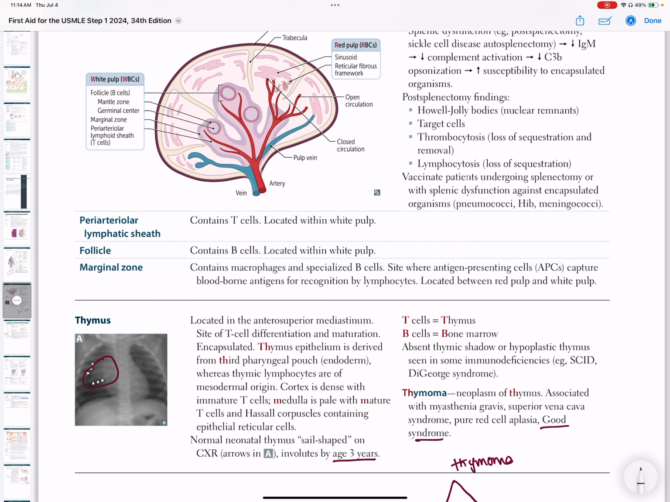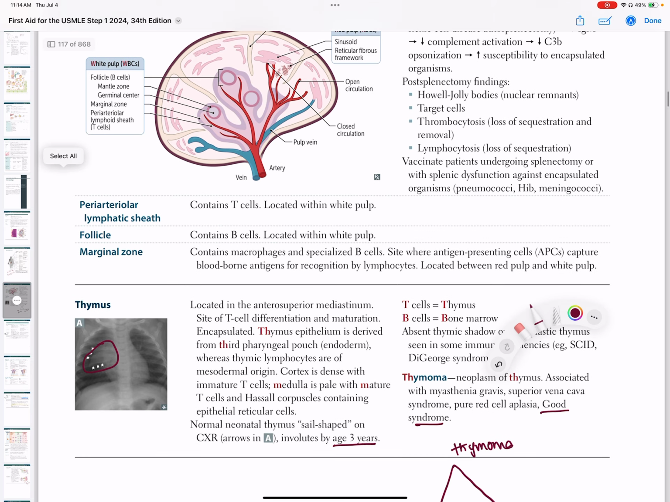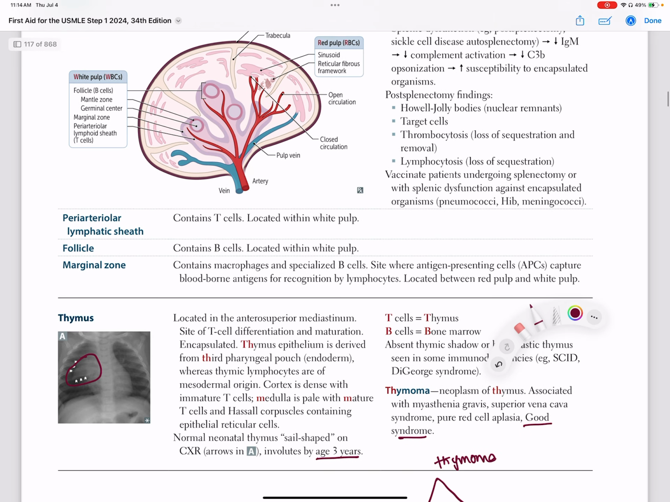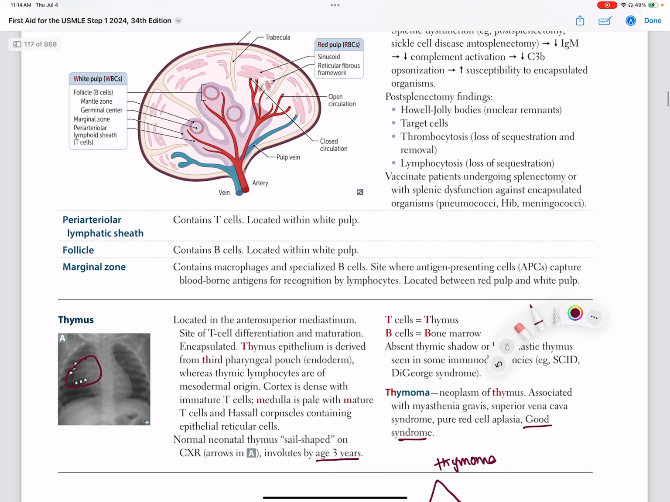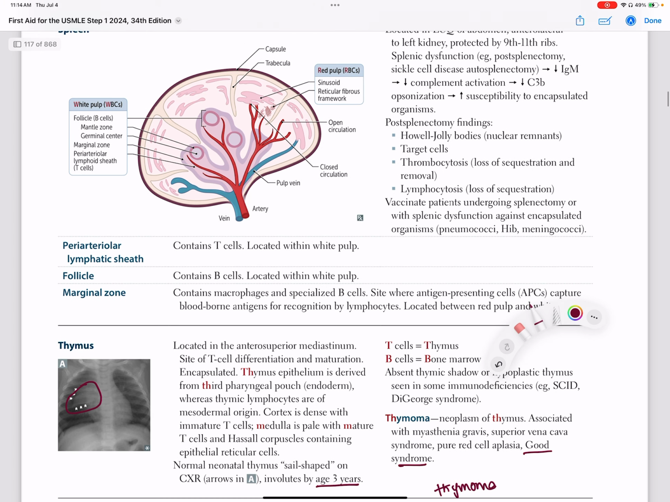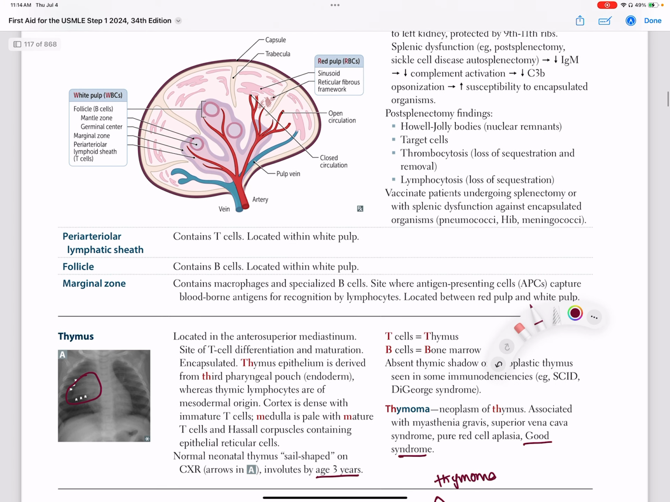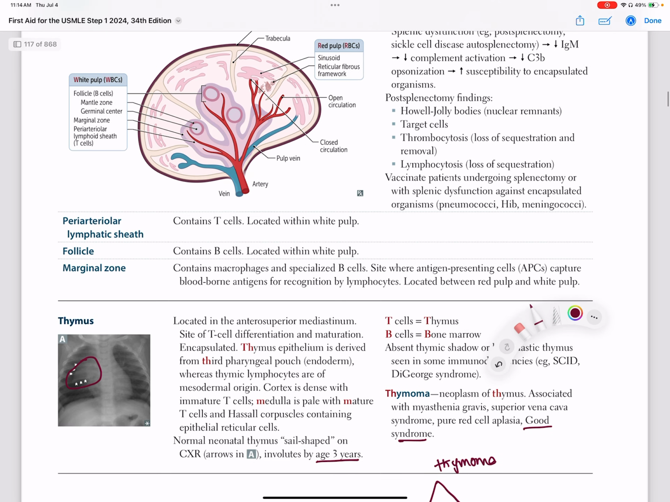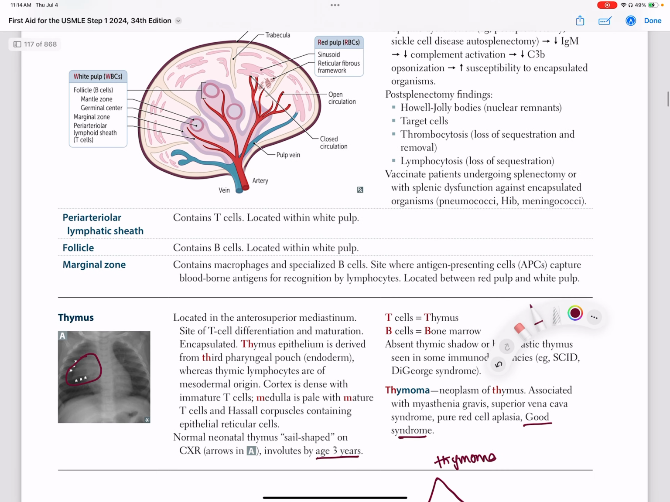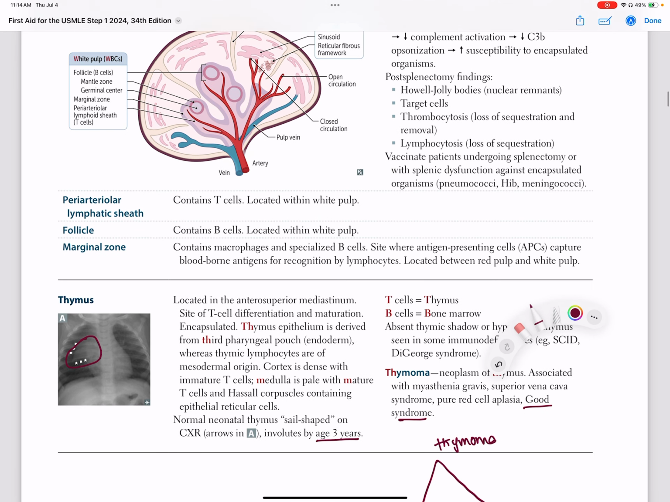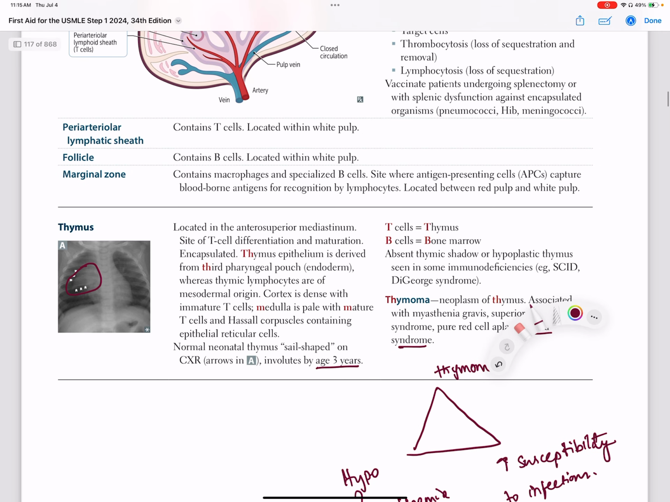So white pulp is WBC. We have the follicle with B cells, mantle zone, and germinal center. Then we have the marginal zone, the periarteriolar lymphoid sheath with T cells, and the capsule and trabeculae. Red pulp is the RBC, sinusoid, reticular fibrous framework, open circulation, closed circulation, and pulp vein, artery, and vein.